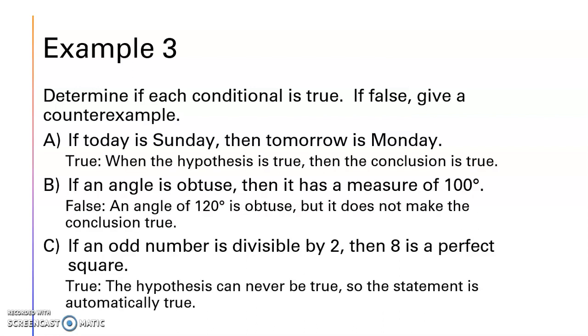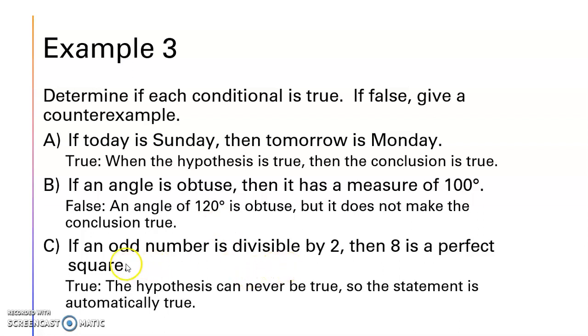Okay, part A is true, because if the hypothesis was true, it can be Sunday. Would the next day be Monday? Yes, it would. So A is true. In part B, this is false, because not all obtuse angles are 100 degrees. I can have a different measurement. So I just need to give a counterexample. So I used 120 degrees. Okay, 120 degrees is obtuse, but it is not 100 degrees. You could pick a different measurement if you want. This is just the one I picked. And that is the counterexample because it's a specific example that makes it false.